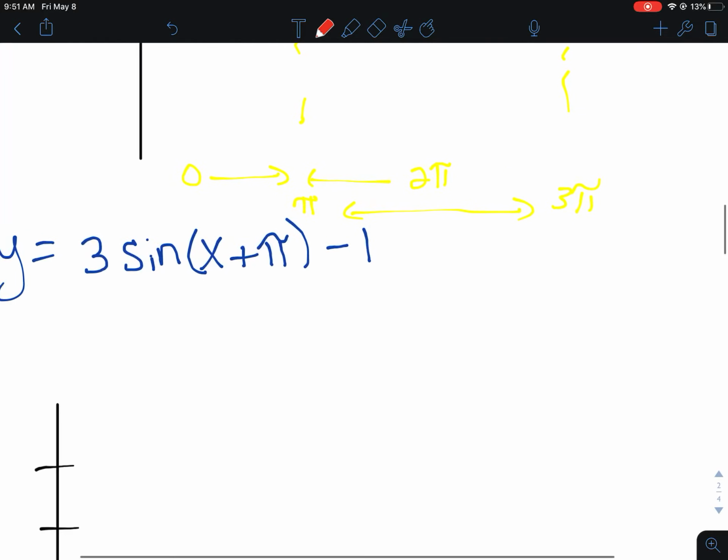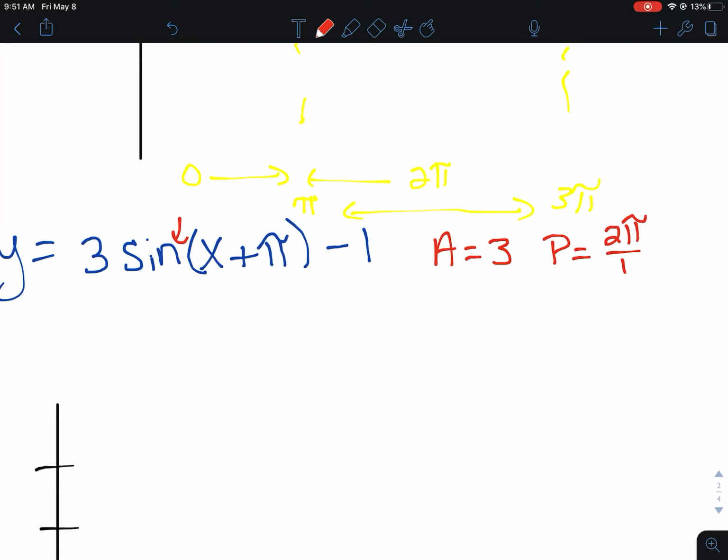So again, identify our values. Y equals 3 sine x plus pi minus 1. Amplitude is 3. Our period is 2 pi over b. And in this case, again, there's no number written in front of x, so it's just 2 pi over 1, or 2 pi. X plus pi means it's gone to the left pi spaces.